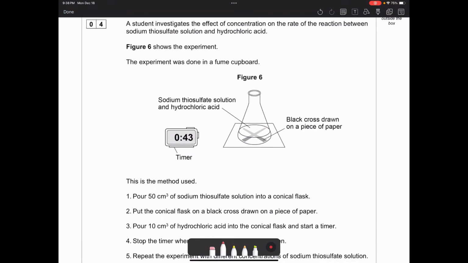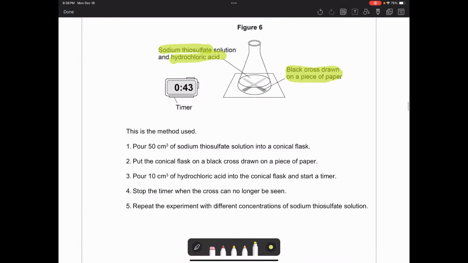Question 4 then. A student investigates the effect of the concentration on the rate of reaction between sodium thiosulfate and hydrochloric acid. Figure 6 shows the experiment. The experiment was done in a fume cupboard. So you've got sodium thiosulfate and hydrochloric acid. You've got your black cross drawn on a piece of paper and a timer. This should be a practical that you remember doing. It's quite a classic one, and everyone seems to remember it.